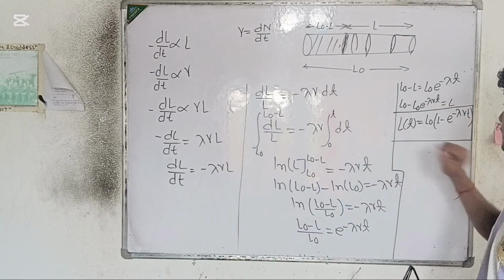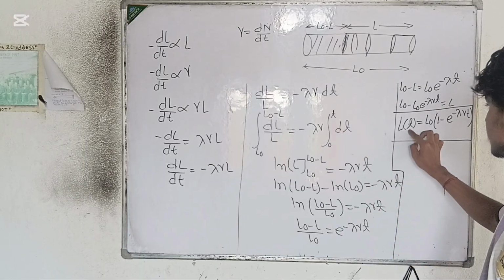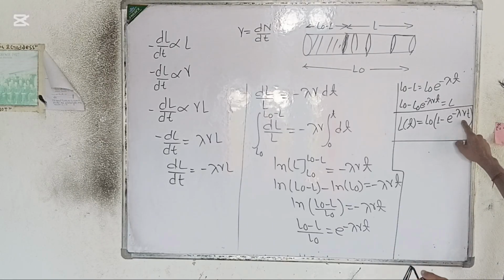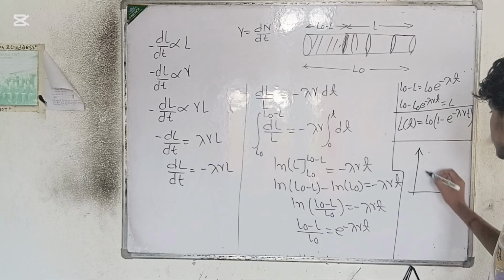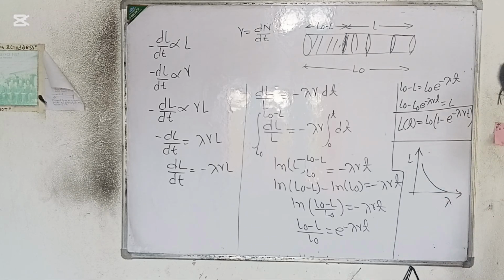So you can actually see the length changes exponentially. The length actually decays exponentially. If you plot a graph of L and time, you will end up getting a curve like this. You will not get a straight line.